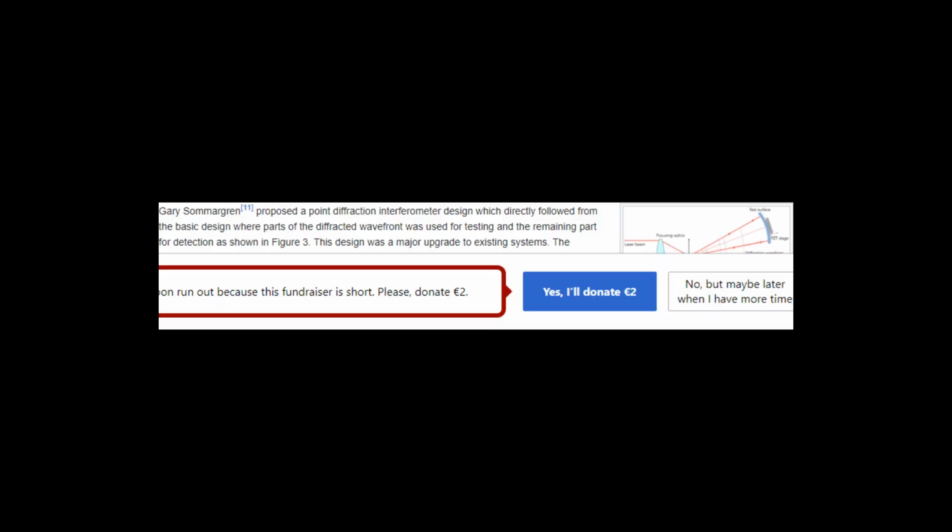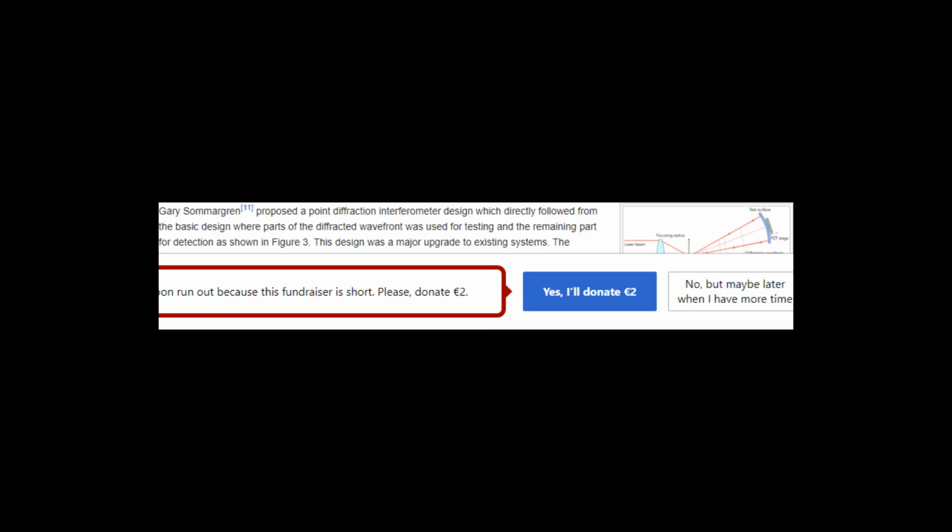Phase-shifting interferometry versions have been created to increase measurement resolution and efficiency. These include a diffraction grating interferometer by Quan and the phase-shifting point diffraction interferometer. Gary Sommargren proposed a point diffraction interferometer design which directly followed from the basic design, where parts of the diffracted wavefront were used for testing and the remaining part for detection, as shown in Figure 3. This design was a major upgrade to existing systems. The scheme could accurately measure the optical surface with variations of 1 nanometer.